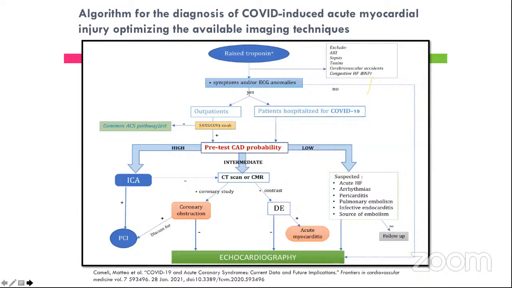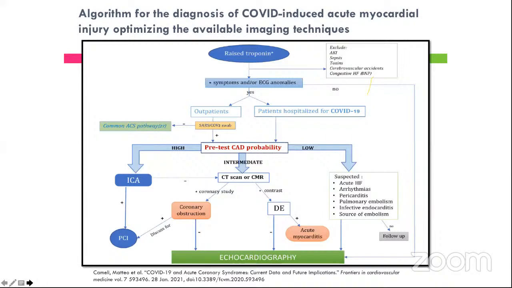So we all keep relying on raised troponins to diagnose myocardial infarctions, but that itself is going to take a little time, and that can get affected because of kidney injury, because of sepsis, cerebrovascular accident. So remember this in mind. But if the patient has raised troponin and has symptoms suggestive of acute coronary syndrome and ECG abnormalities, if the patient is coming to your OPD or casualty, and does not have a strong suspicion of COVID, then he goes for the common standard ACS pathways, which we have been using in the non-COVID era also.